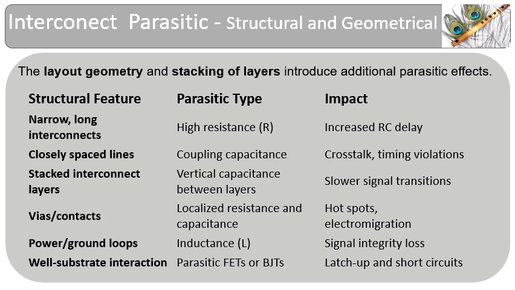In VLSI design, the physical layout structure and geometry impact the parasitic elements. Some of the issues are discussed below. Narrow and long interconnects: as technology shrinks, thinner and narrower metal lines exhibit high resistance, RC delay and IR drop, resulting in slower signal propagation and timing closure problems.